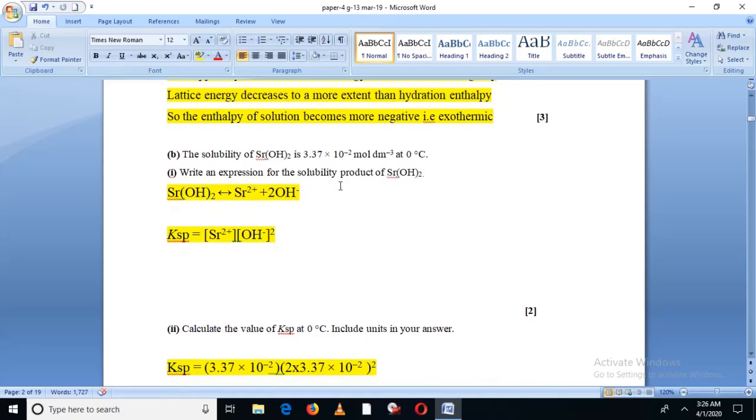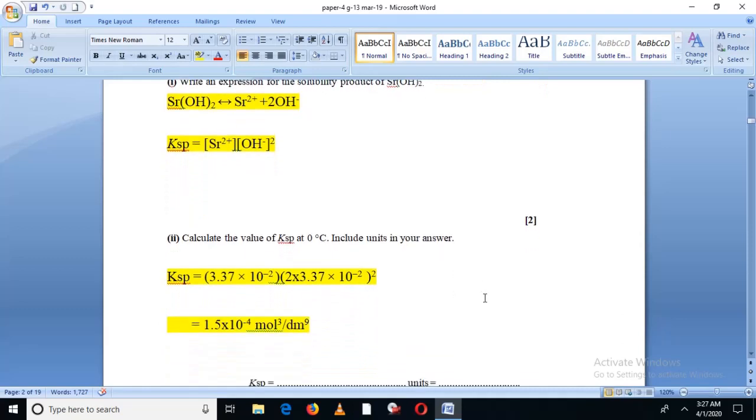In the part B, he was asking the solubility of strontium hydroxide is 3.37 into 10 raised to the power minus 2 mole per dm cube at 0 degree Celsius. So, subpart 1 of B part, write an expression for the solubility product of strontium hydroxide. So, if you would see the ionization of strontium hydroxide, you would be getting a strontium ion plus 2 hydroxide ions from the equation. It is a reversible reaction and strontium hydroxide is a sparingly soluble compound. For writing the Ksp expression, the concentration of strontium is multiplied with the concentration of hydroxide ions. Here the hydroxide ion concentration is squared as by the law of mass action. So this Ksp expression written would be earning you 2 further marks.